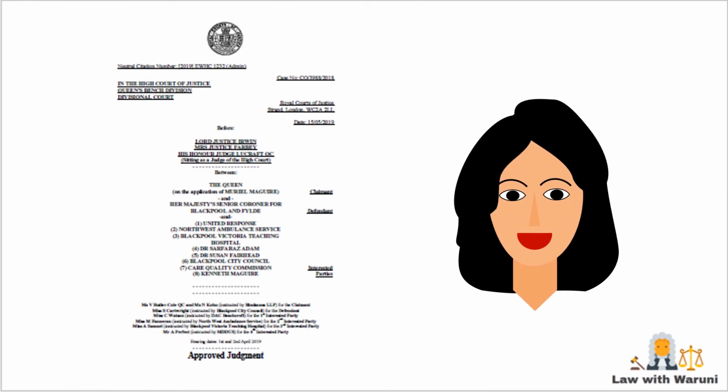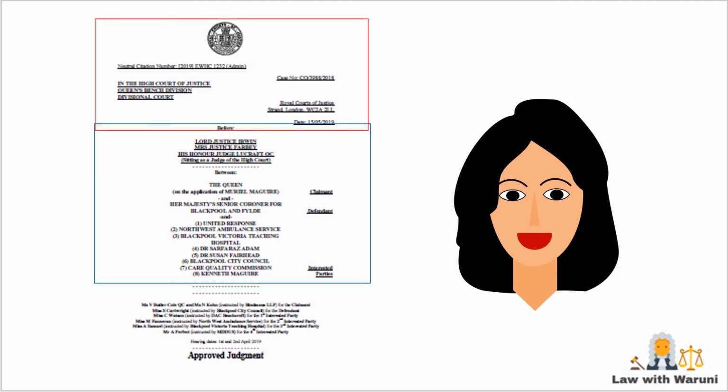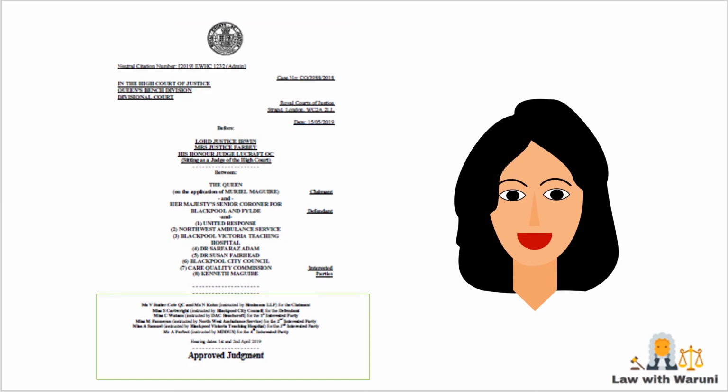Now you can see the front page of the judgment. This is a judgment produced by the England and Wales High Court. In order for me to explain this clearly, I have divided this into 3 parts and given them different colors. One in red, the upper part. Then you can see the middle part in blue color. Then the latter part I have given the green color.